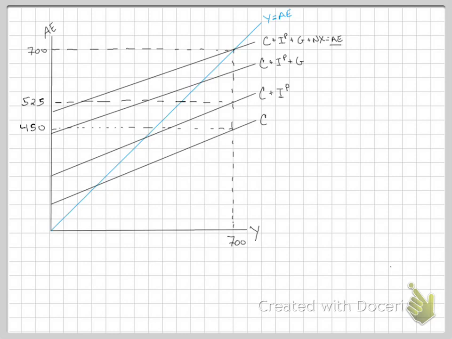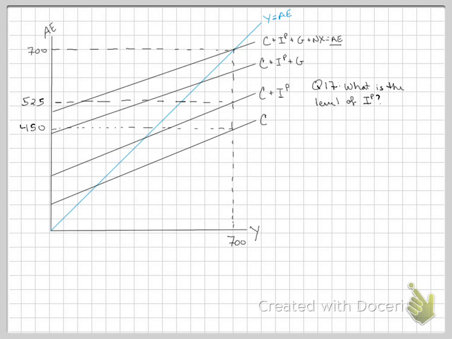Right, so again, question 17 says, what is the level of planned investment spending? Okay, so that's the question that we're trying to answer here. How do we do that? Given we've got all these lines here, we've got a few pieces of information.